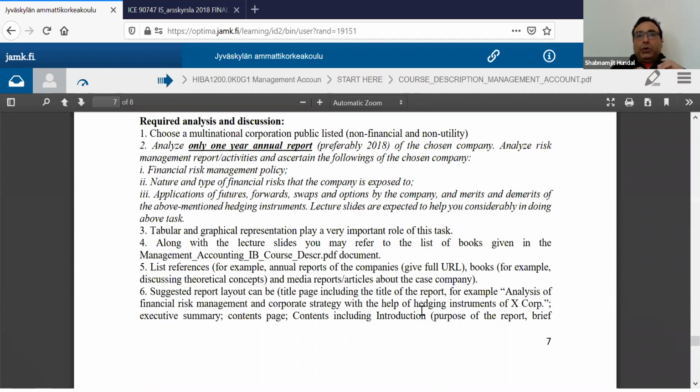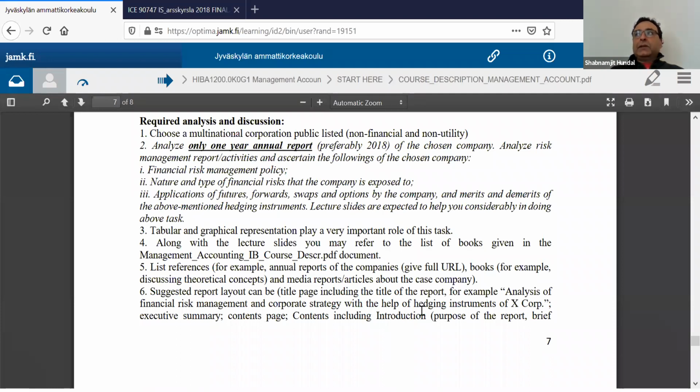Now here, this point has two dimensions. The first dimension is that when you are looking at the risk management section or the risk factor section in the annual report, you will see a list of risk factors which the company admits that it is exposed to. That's very good.